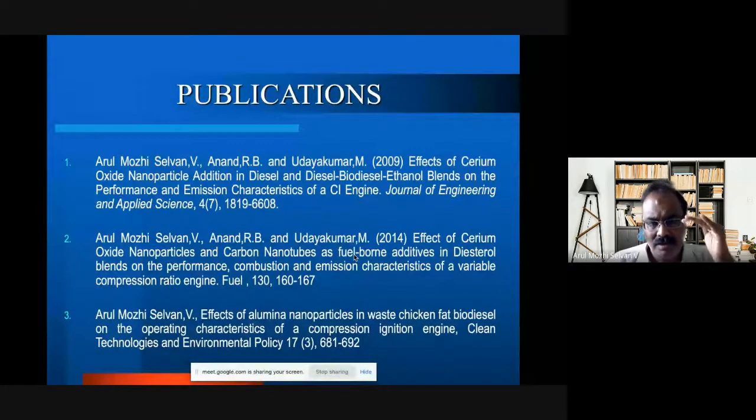Because we rely on internet technology, cloud technology. If you want anything, simply switch on and connect to the internet. Whatever you want, you'll get it. So I'm talking about how known technology becomes obsolete because of the development of alternate technology. The same thing will happen to the ICE engine also.